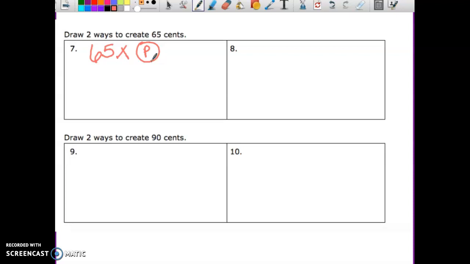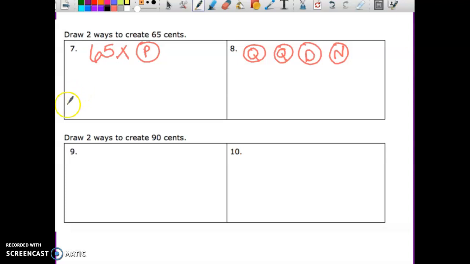Another way, they could draw me 2 quarters, a dime, and a nickel. Now, they only had to give me 2 ways. I'll give you just a couple more ideas of some things that I saw that they could have done.